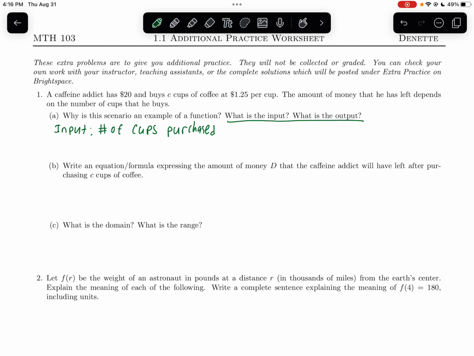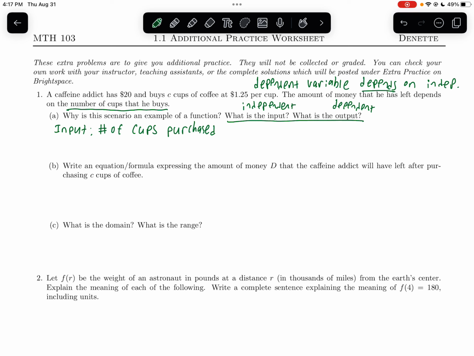because we're told that they have $20, they buy C cups of coffee, but most importantly, we're told that the amount of money that is left depends on the number of cups that he buys. So in general, we'll say that the dependent variable depends on the independent. So if it's phrased in this way, that would be the input, or the input variable, or the independent and dependent. Those are synonymous names.